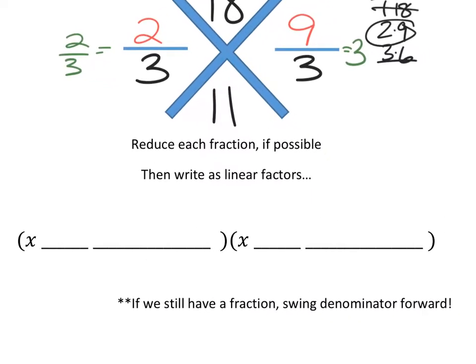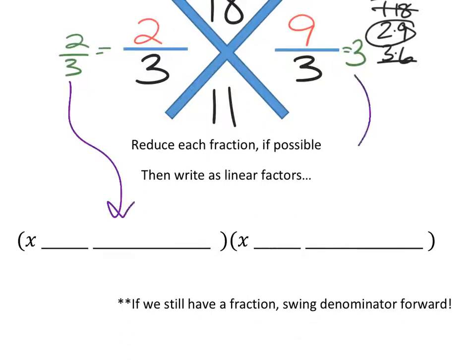Okay? From there, we're going to write them as linear factors, which means we're going to start writing it in factored form. We're going to take exactly what was in our x puzzle when we reduced it, we're going to write it down into the linear factors. The first one would be x and a positive 2/3, so we put x plus 2/3. The second would be x plus 3 because we had a positive 3 as part of my x puzzle.